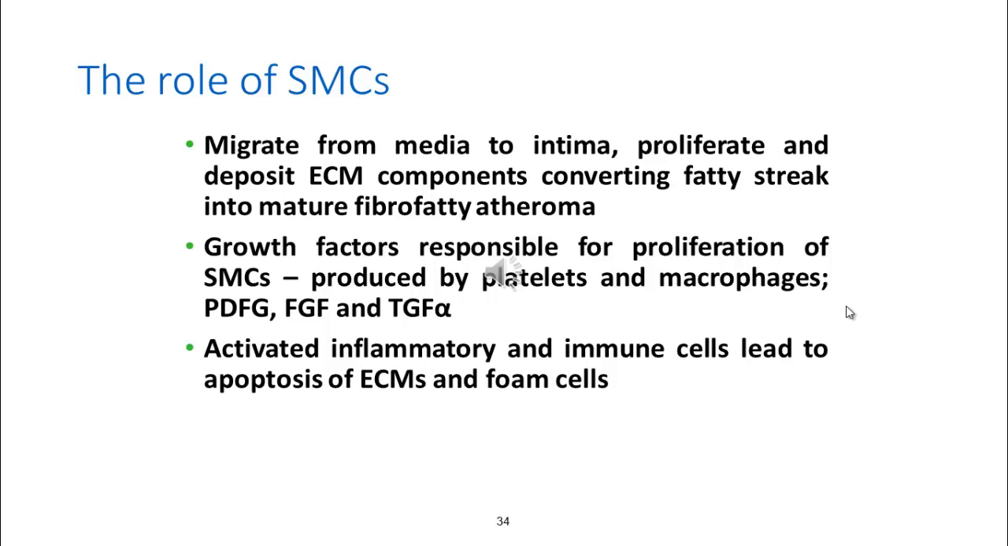The smooth muscle cells are going to migrate from the media into the intima. They are going to proliferate and deposit the extracellular matrix, converting the fatty streak into the mature fibrofatty atheroma. There are different growth factors responsible for the proliferation and migration of the smooth muscle cells, and these growth factors are produced by the platelets and the macrophages. These include platelet-derived growth factor, fibroblast growth factor, and tumor growth factor alpha. The activated inflammatory and immune cells lead to the apoptosis of the extracellular matrix and the foam cells.